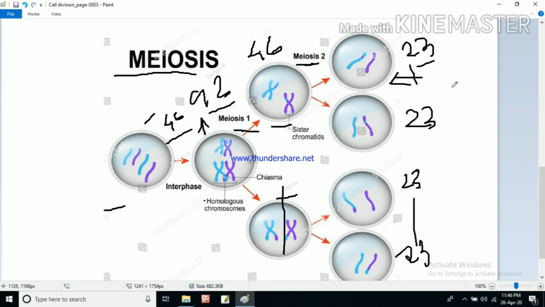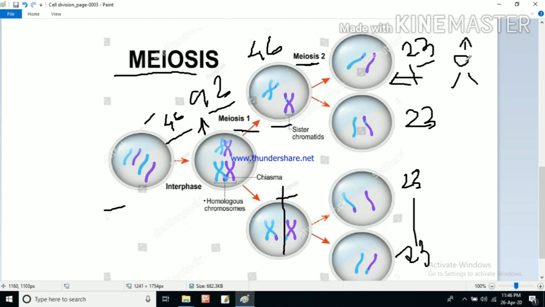After the union of the male and female gametes, the zygote will form, and that zygote will have 46, because the male gamete contains 23 and the female gamete contains 23. That is 23 plus 23, so in the zygote we have 46. The cells of the zygote divide not meiotically but mitotically, to retain the number of chromosomes. If they divided meiotically, the number of chromosomes would decrease.